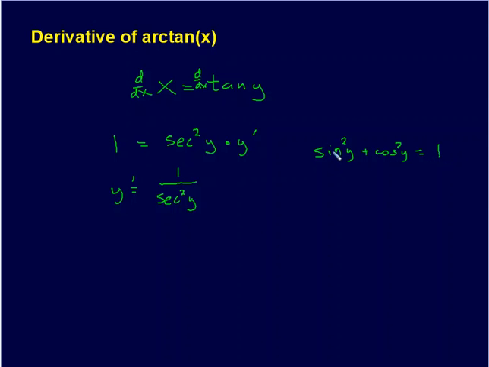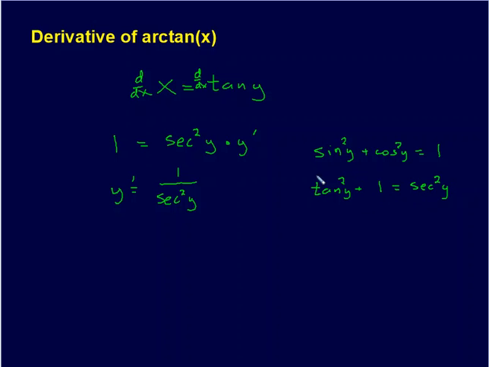So think about dividing sine squared by cosine squared. That would make tangent squared. And if I divided cosine squared by cosine squared, that would be 1. And if I divided 1 by cosine squared, I would get secant squared. And so I now have an expression for secant squared that is 1 plus tangent squared y.